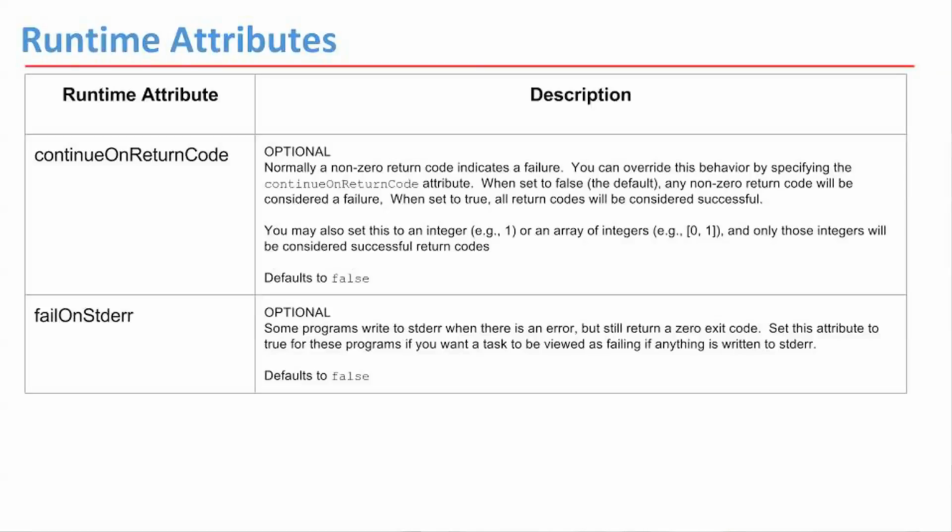Similarly, on fail on standard error, by default, if anything is written to standard error, then the task is viewed as having failed. If you go ahead and set this to fail on standard error, or maybe the default is false, I'm sorry. So the default is even if you write to standard error, it's not viewed as a failure. But if you set this to true, then if you do write to standard error, the system will interpret that as meaning that the job failed.